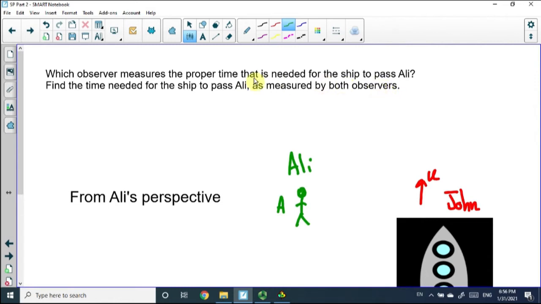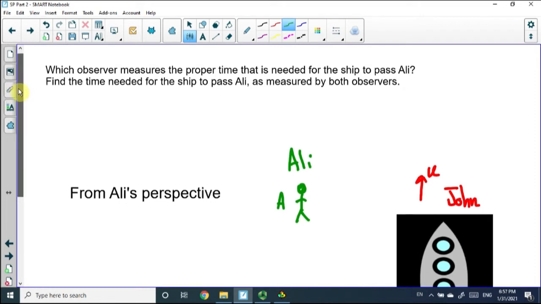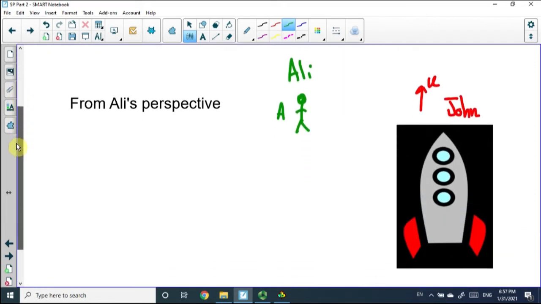Let's go back to the first question. The question is asking which observer. We have two observers, Ali and John. And remember, John is sitting inside the spaceship. Which one of them will measure the proper time that is needed for the ship to pass Ali? Let's try to analyze this problem from Ali's perspective.